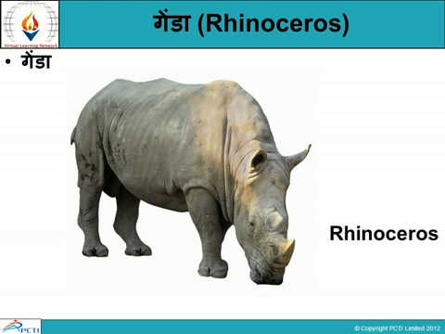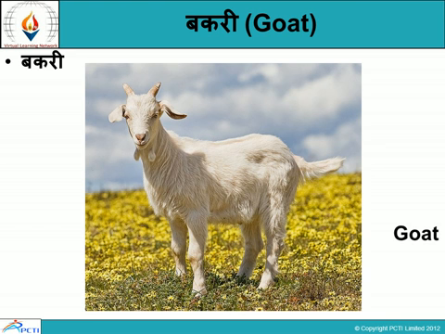Rhinoceros. It has big horns, as you can see in the picture. It is usually found in swampy water and it is called rhinoceros in English, and in Hindi we call it as gainda. What do we call? Gainda.